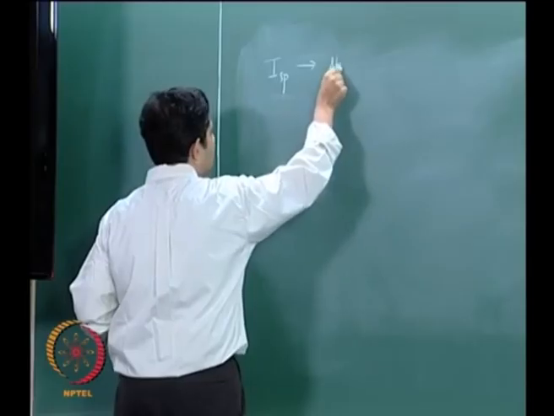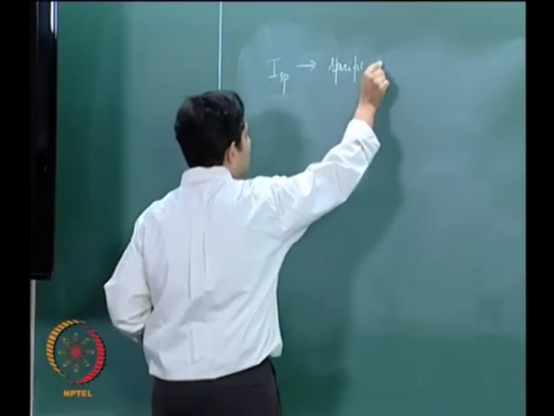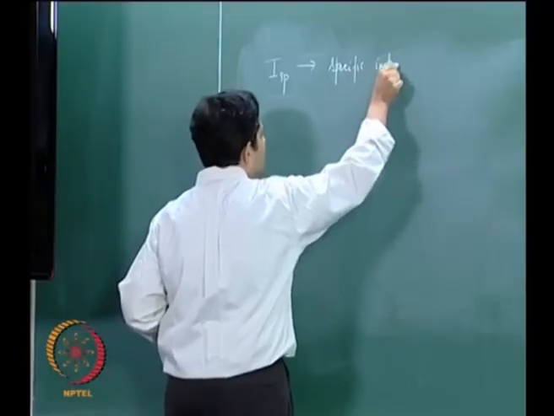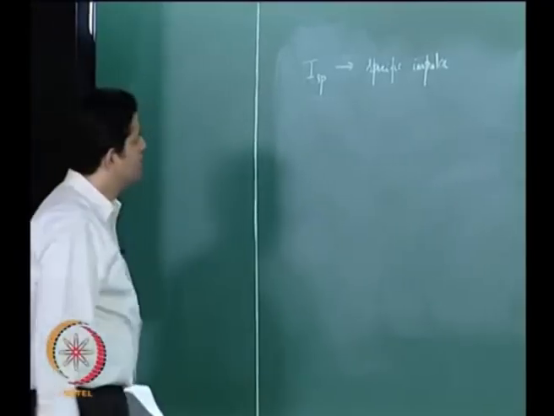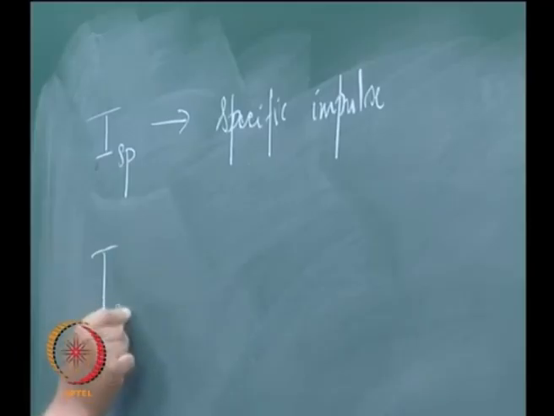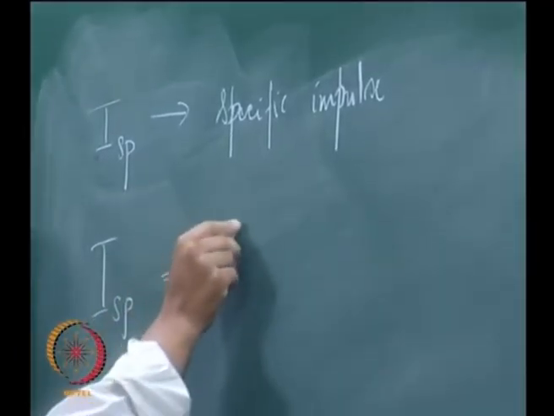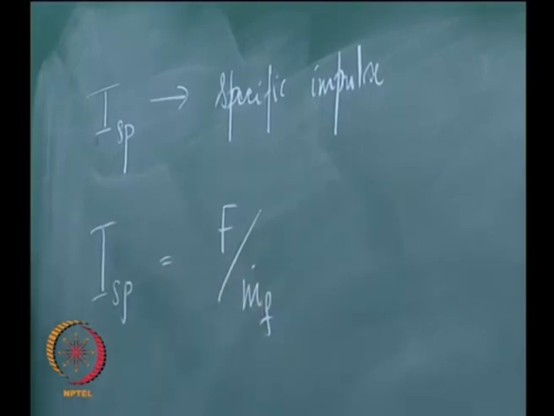is nothing but specific impulse, and it is 1 over SFC. We define ISP as thrust per unit mass flow rate of fuel.